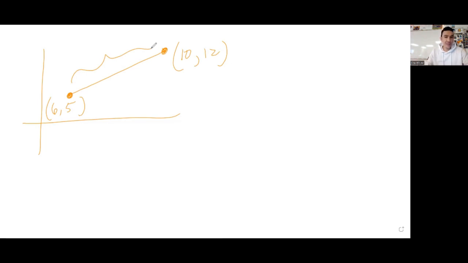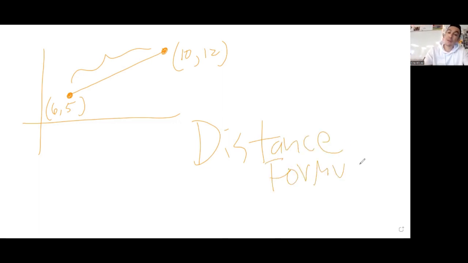So there's two classical ways of doing this. The first option is you can go to your distance formula from high school. You can even look up the formula if you want to. That's an option. Or you can do what we've been doing: trigonometry, right angles, Pythagorean theorem, like so.